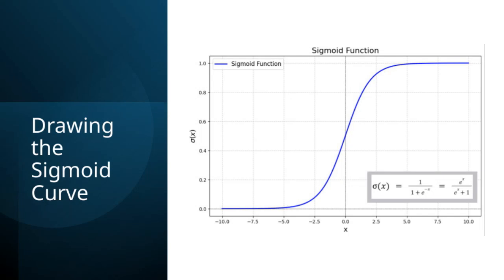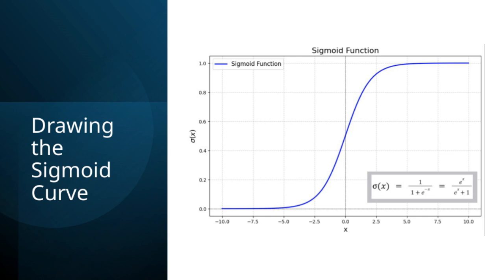Let's go ahead and draw the sigmoid graph together. First, we'll start by drawing the x and y axes. These axes will serve as the foundation for our curve. Next, we'll mark 0 at the bottom of the y-axis and 1 at the top. This helps us visualize the output range of the sigmoid function, which smoothly transitions between these two values.